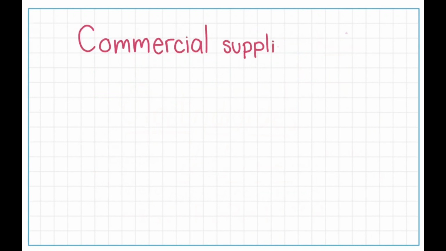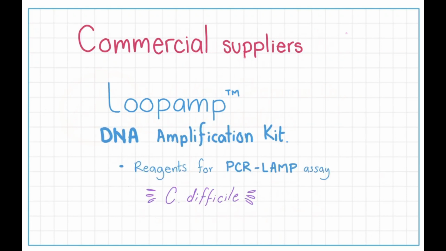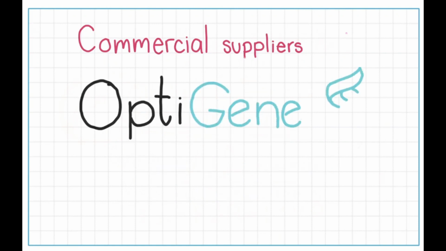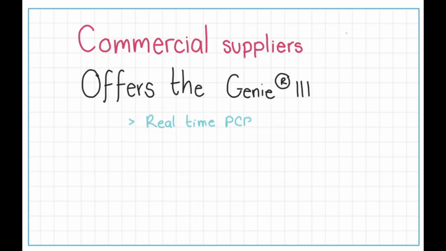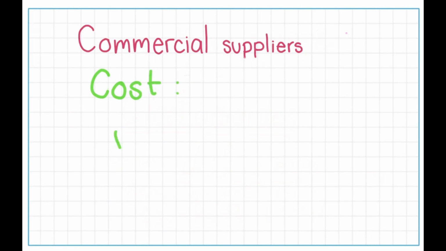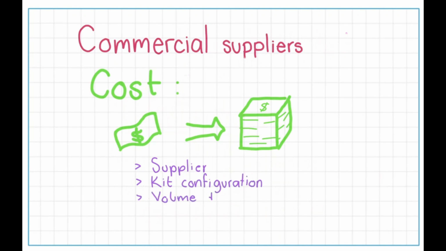Several commercial suppliers offer PCR-LAMP kits for the detection of Clostridioides difficile, including Eiken Chemical Co., Ltd. Eiken offers the Loopamp DNA amplification kit, which includes reagents for PCR-LAMP assays, targeting various pathogens, including Clostridioides difficile. Optigene Limited. Optigene offers the Genie III real-time instrument and associated kits for isothermal amplification, including the detection of Clostridioides difficile. The cost per test for PCR-LAMP kits varies from a few dollars to $10, depending on factors such as the supplier, kit configuration, and volume discounts.